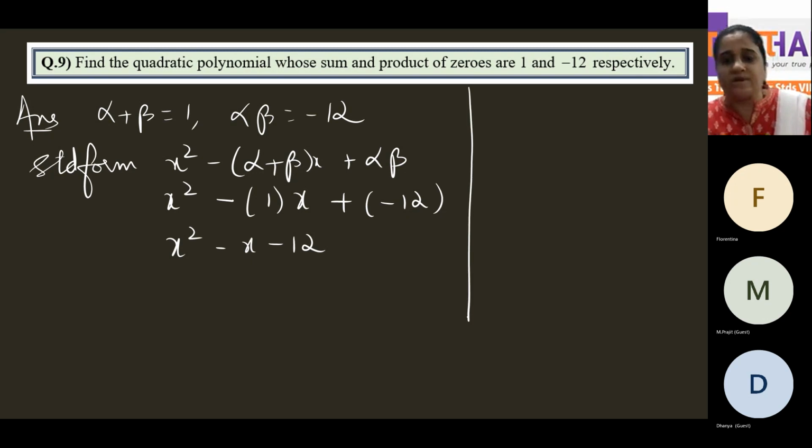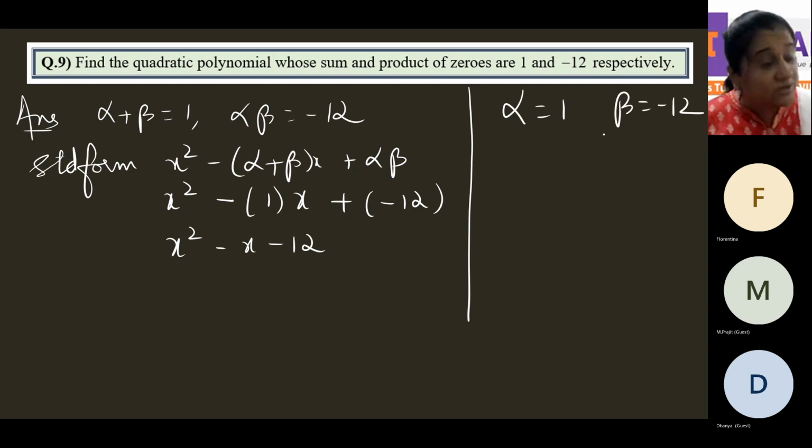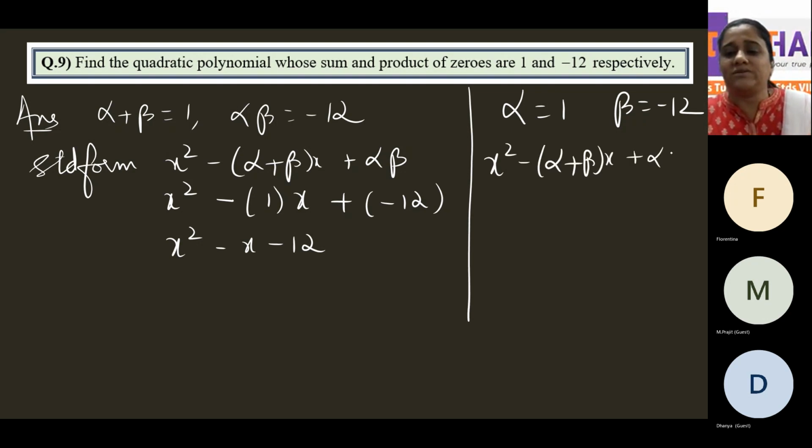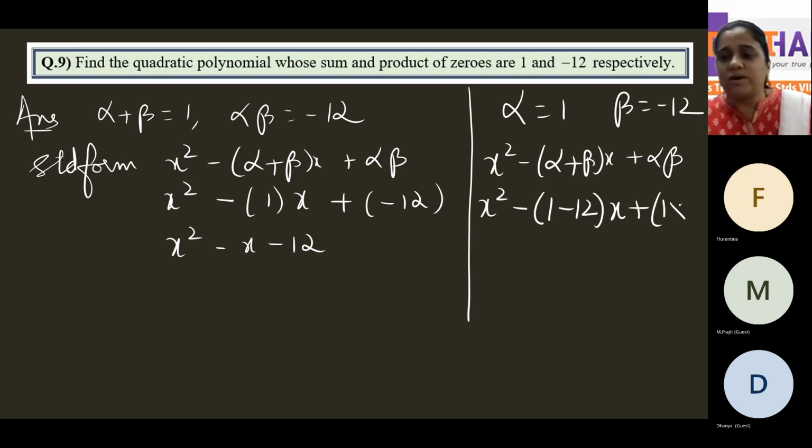Now supposing alpha is 1 and beta is minus 12, that is, if the zeros are 1 and minus 12, then also you can use this method: x squared minus alpha plus beta of x plus alpha beta. Alpha is 1, beta is minus 12, so alpha plus beta is minus 11. So the polynomial will be x squared plus 11x minus 12.